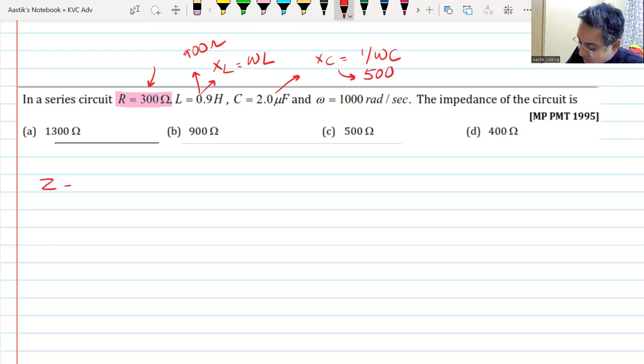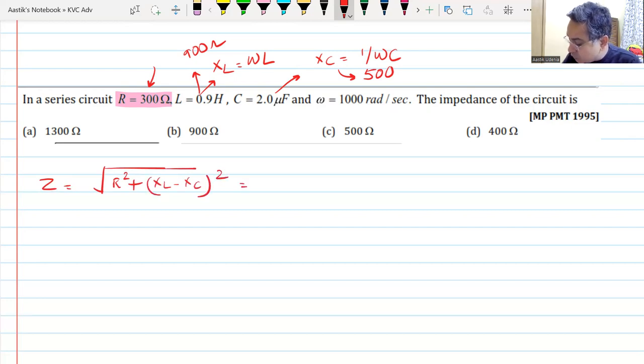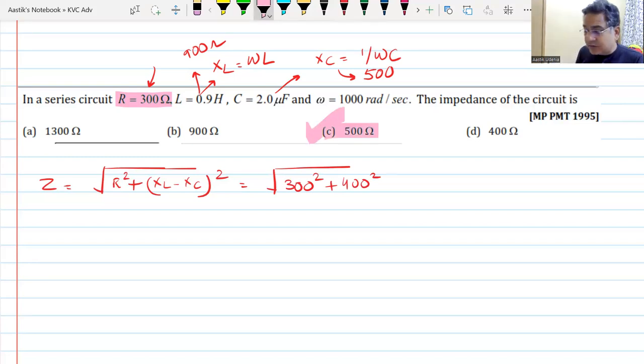So basically, your Z will become under root of R square. Here, XL is greater than XC. It is XL minus XC whole square. When you do it, it would be under root of 300 square plus 900 minus 500. That will be equal to 400 square, and your answer will turn out as 500 ohms. I hope you understand this. You will have to be quick in solving this and getting the answer. I hope you understand this. Anyone gets this?